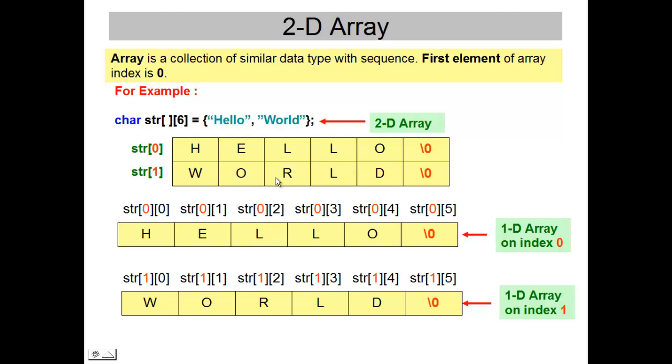Now to access any single value of a 2-dimension array, suppose we want to access the r. The r is available at the row index 1, str of 1, and then the column 0 1 2. So this is str of 1, row index is 1 and column index is 2. So str of 1 2 is accessing the array variable's value here.